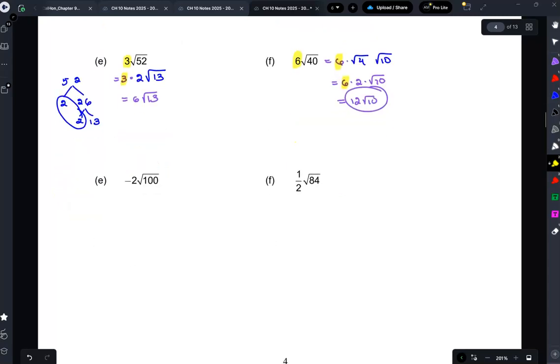Now here I have a negative 2 times. What do we know about the root 100? Is 100 a perfect square? Yes. It's the square of what? 10. So this is negative 20.